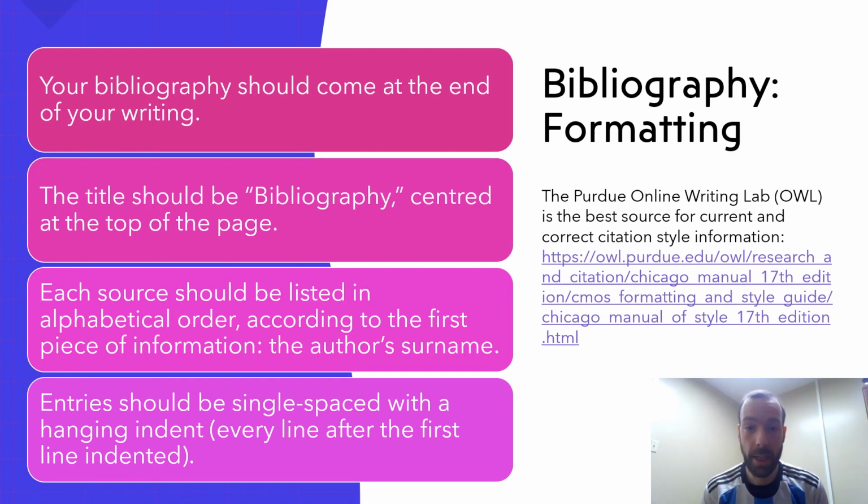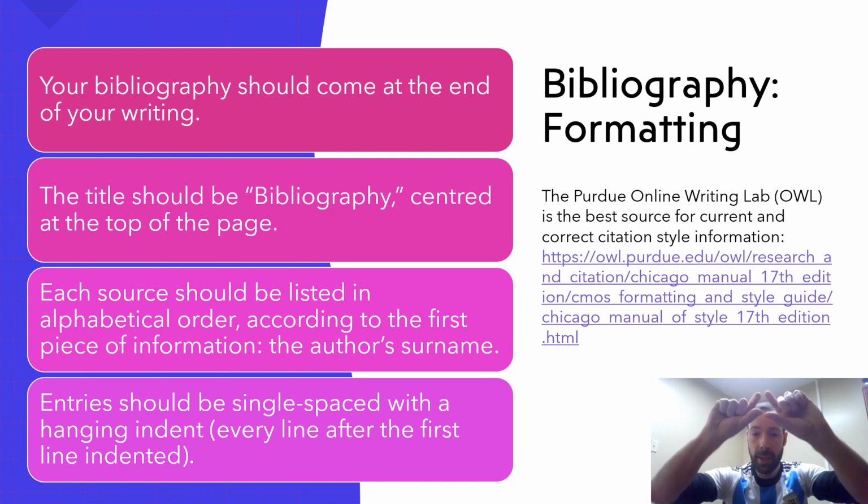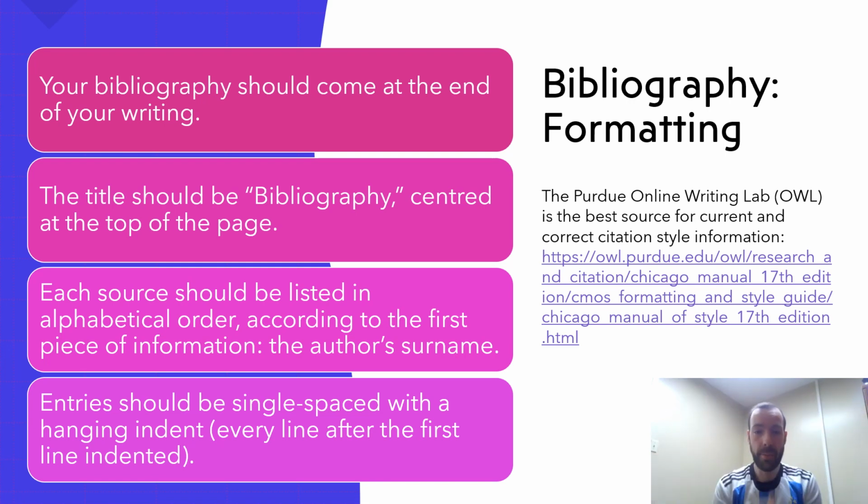So now let's start talking a little bit about the bibliography, which is the reference page that comes at the end of your writing. In Chicago style, this page is called the bibliography. It may take more than one page, depending on how many sources you have. And you title it Bibliography, centered at the top of the page, capital B at the start.